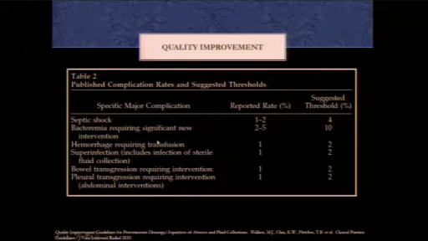Bacteremia requiring new intervention. Hemorrhage requiring transfusion, 1% reported rate, which is actually fairly uncommon. So if you have it occurring in more than 2% of your cases, you want to maybe reevaluate why this is happening. Same with superinfection, bowel transgression, and pleural transgression.